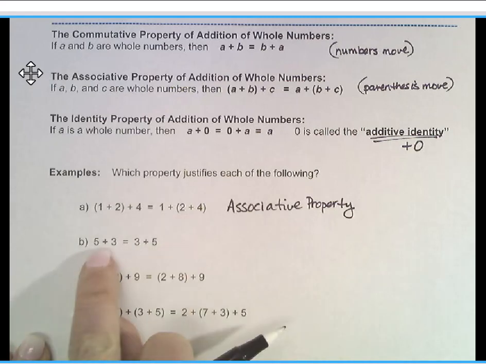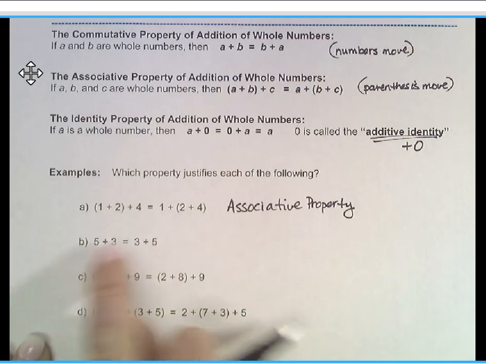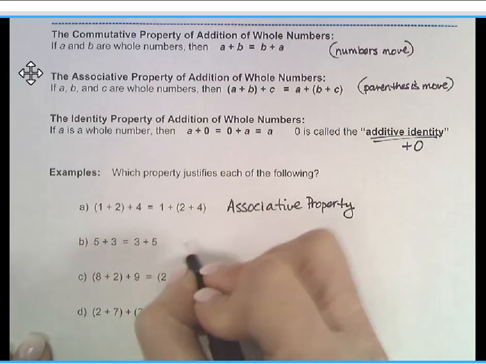Look at B. 5 plus 3 equals 3 plus 5. So we know that. Both sides are equal to 8. But do you see how the numbers moved? It went 5, 3, and then 3, 5. That's commutative property.